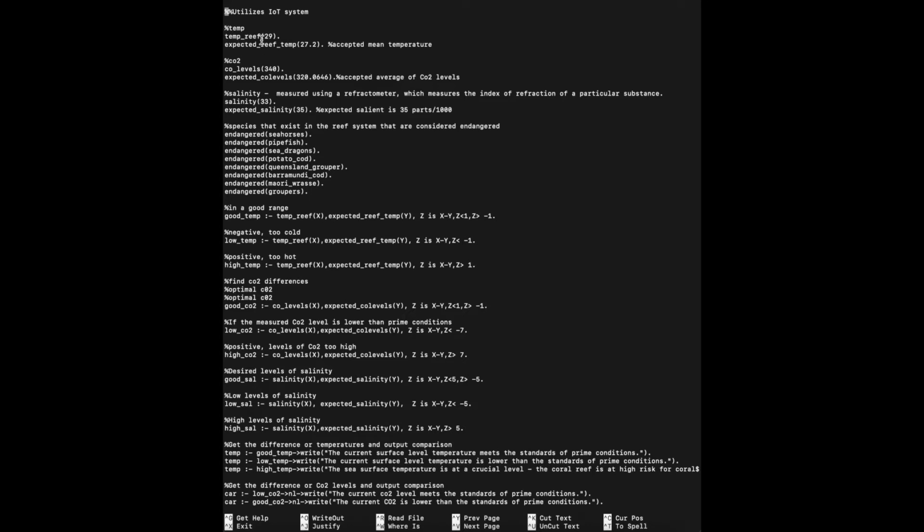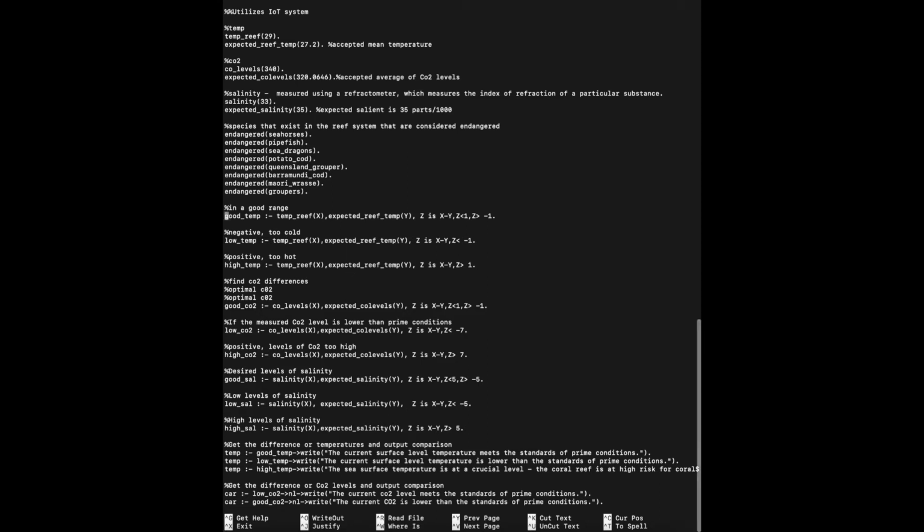So right here we see the current sea surface temperature, and then this is the expected temperature from the pre-industrial levels. And here are the CO2 levels, and then the expected CO2 levels. Here's the current salinity. In parts per 1,000, 35 is the expected salinity. And then here are all of the species that are endangered. So if the conditions happen to be something that they are sensitive to and could suffer population loss from, then our application will mention that.